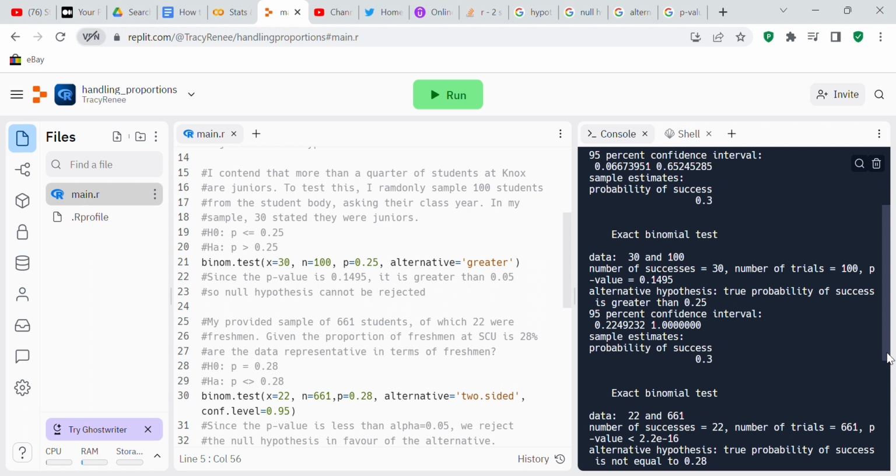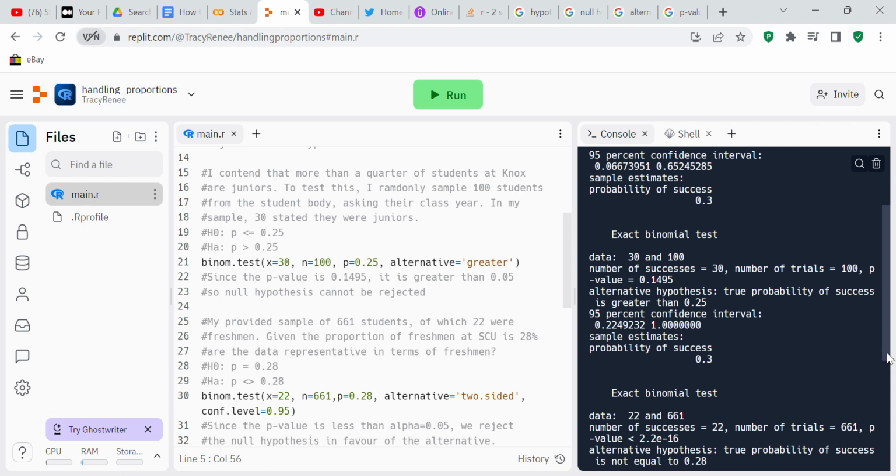Now our next question. I contend that more than a quarter of the students at Knox are juniors. To test this, I randomly sample 100 students from the student body, asking their class year. In my sample, 30 stated they were juniors. So my null hypothesis is p is less than or equal to 0.25. Our alternate hypothesis is p is greater than 0.25.